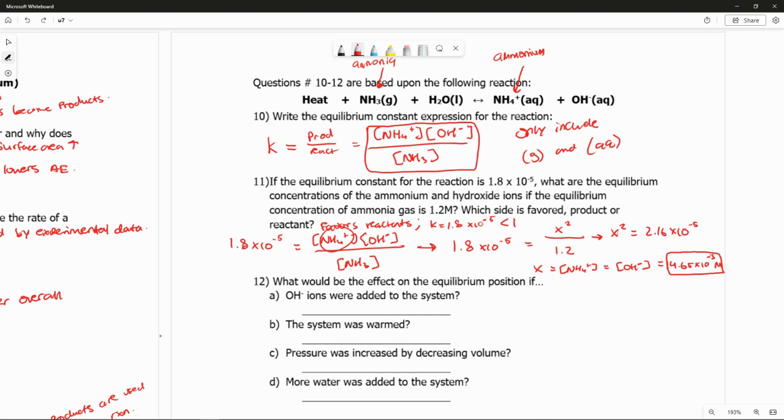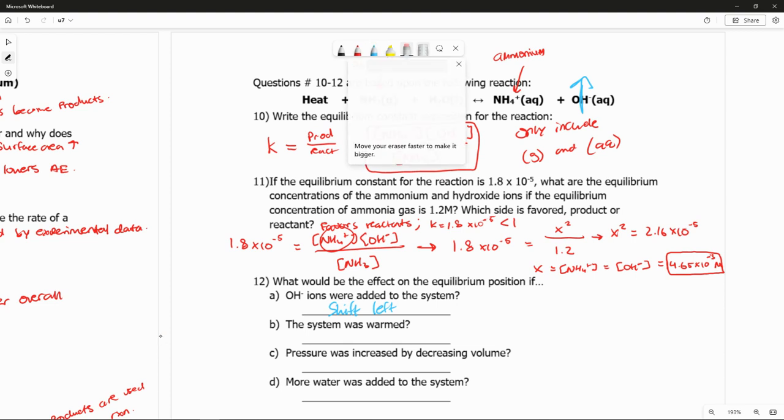All right, what will be the effect on the equilibrium position if OH ions were added to the system? So we're increasing the concentration of OH minus. If we increase, the rule is that we shift the equilibrium to the other side. We shift away from the increase. Therefore, since this is on the right-hand side, the product side, we're going to move to the left-hand side. So we're going to have a shift left.